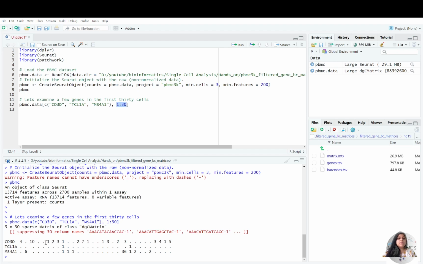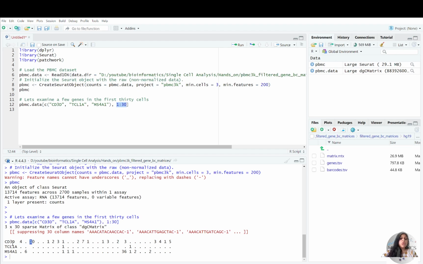If you see here below in the console, you can see there are so many dots. So what do you mean by dots? That means the value here is 0. So if you have more number of 0s present, that means it is a sparse matrix. And this is a common problem when it comes to biological data.